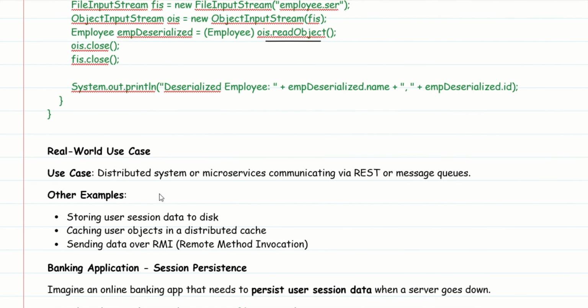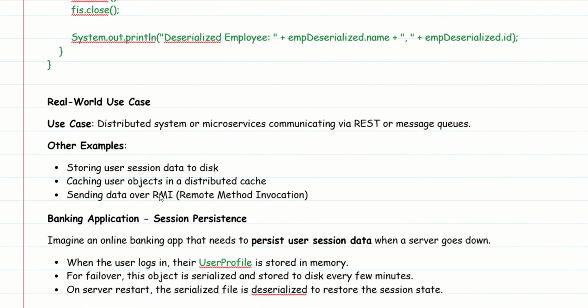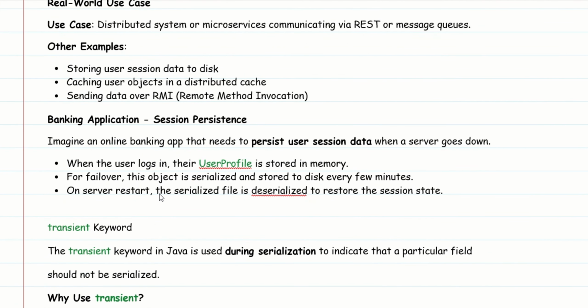Real-world use cases are distributed systems or microservices communicating via REST or message queues, storing user session data to disk, caching objects, or sending data over remote method invocation. Imagine an online banking app that needs to persist user session data when a server goes down. When a user logs in, their profile is stored in memory, and for failover this object is serialized and stored to disk every few minutes. On server restart, the serialized file is deserialized to restore the session state.